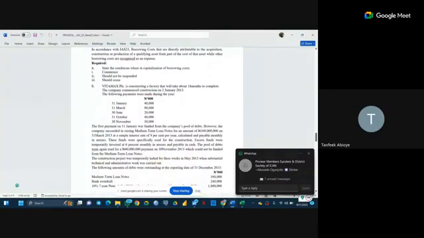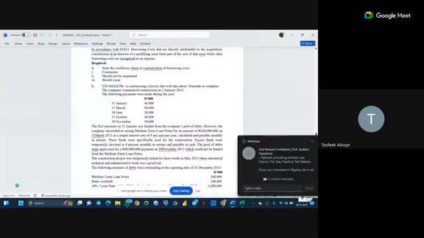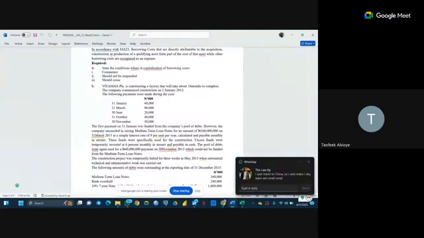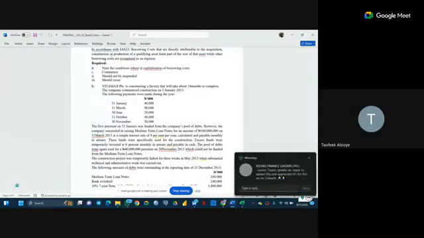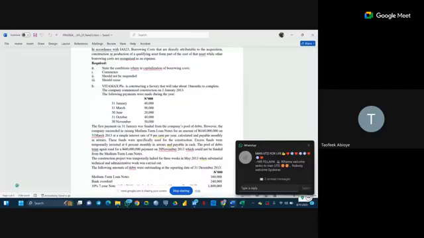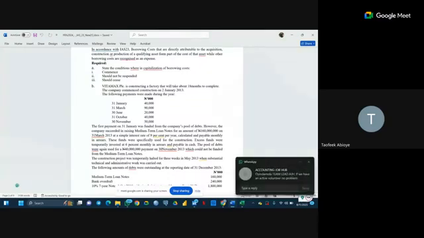So the B part. Vitamax PLC is constructing a factory that will take about 18 months to complete. The company commenced construction on 2nd of January 2013. The following payments were made during the year. The first payment of 31st was funded from the company pool of debt. However, the company succeeded in raising medium-term loan notes for an amount of 160 million on 31st March 2013 at a simple interest rate of 9% per year, calculated and payable monthly in arrears. This fund was specifically used for the construction.